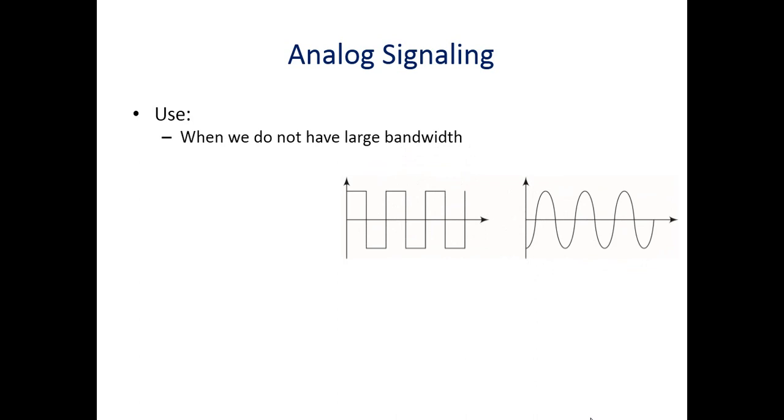Now analog signaling. There are certain uses of analog signaling. It is helpful when we have very limited bandwidth available to transfer data over the network. In that case, analog signaling is preferred because it occupies the required bandwidth for sending the data from one sender to another receiver.